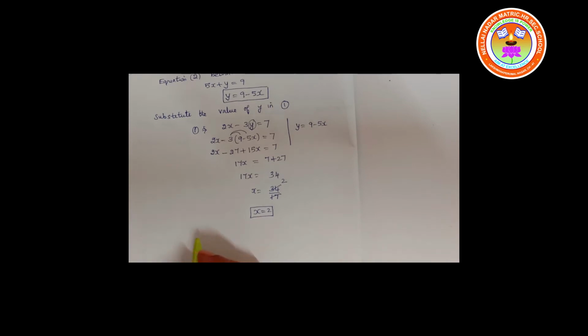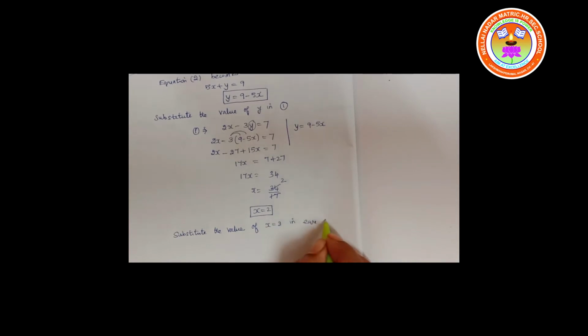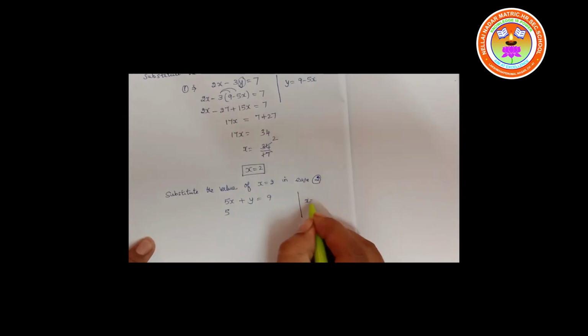Now substitute the value of x equal to 2 in equation 2. So 5x plus y equal to 9. 5 into x value is 2. Substitute the value in the place of x. So 5 into 2 plus y equal to 9. 10 plus y equal to 9. y equal to 9 minus 10. So y is equal to minus 1.